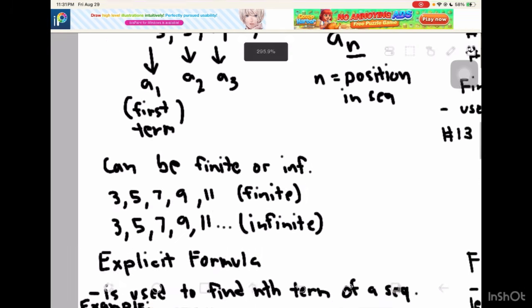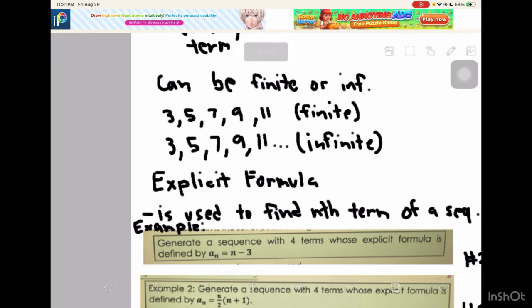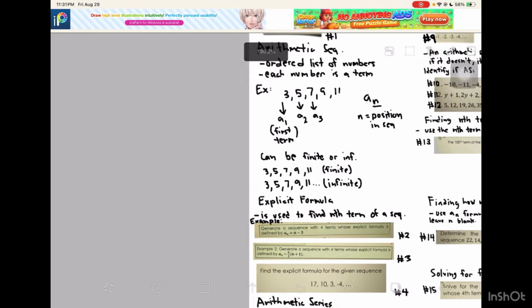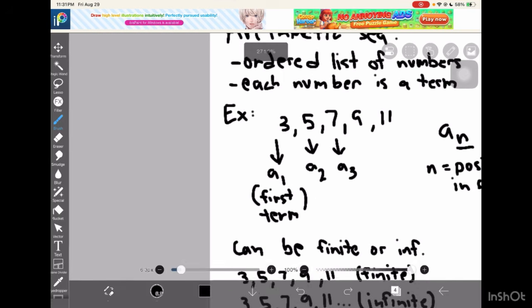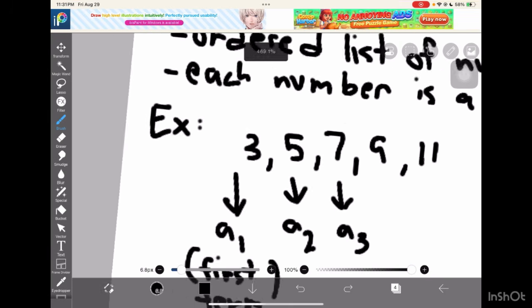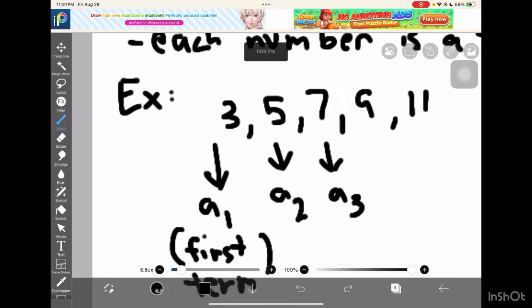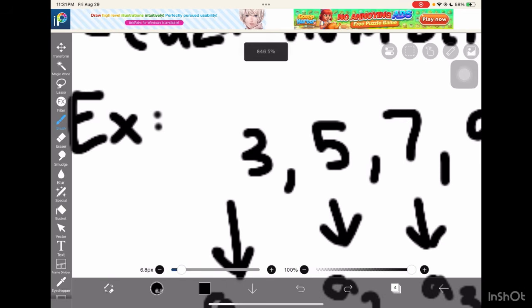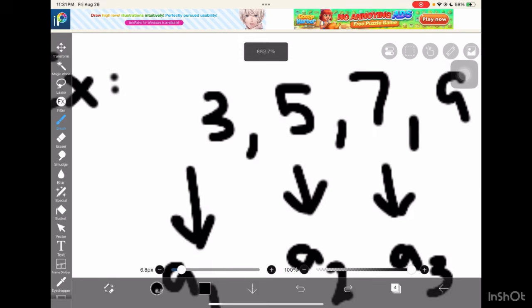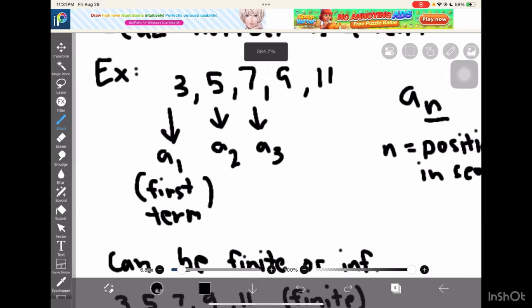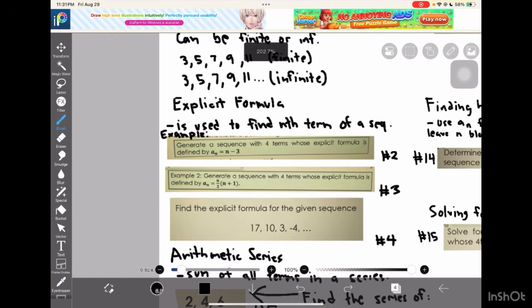The nth term in an explicit formula. Now, an explicit formula is found by, hold on. So basically, how do we find an explicit formula? So let's say this one. Oh, actually, this is a bad example. We'll find a different example later on.